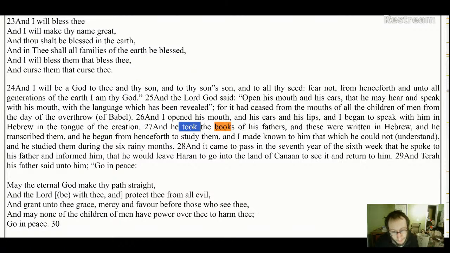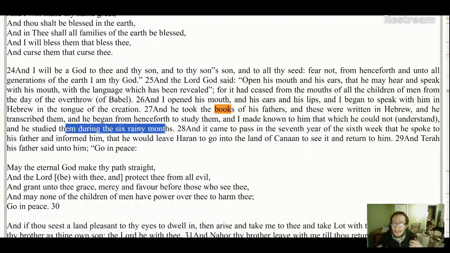So he, Abraham, took the books of his fathers, and these were written in Hebrew, and he transcribed them, and he began from henceforth to study them. And I, the angel speaking, made known to him that which he could not, and he studied them during the 6 rainy months. So according to this, we see that an angel came, taught Abraham the original language, and then Abraham studied the books of the patriarchs, the forefathers, for 6 months, and that the angel explained to him the things about those books.